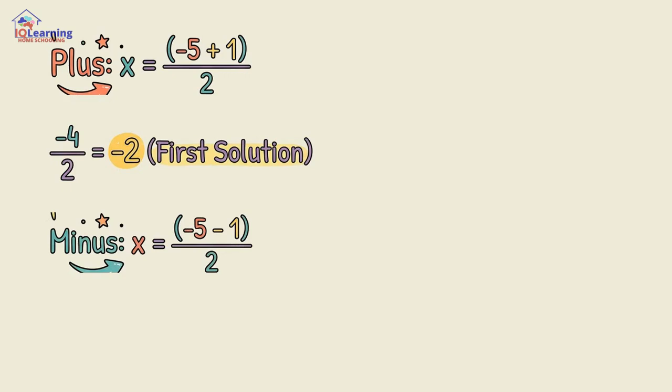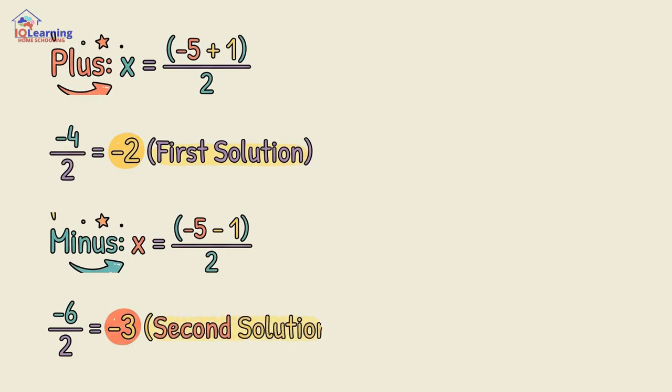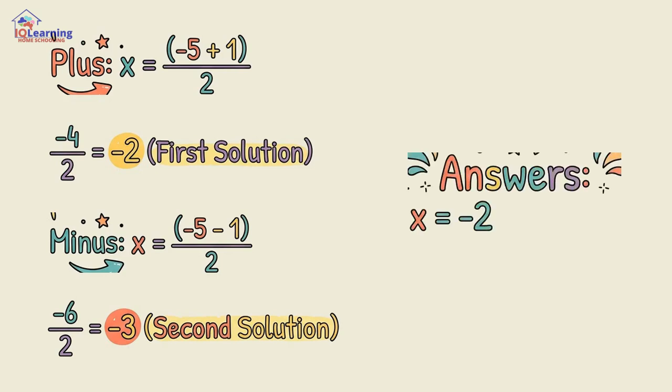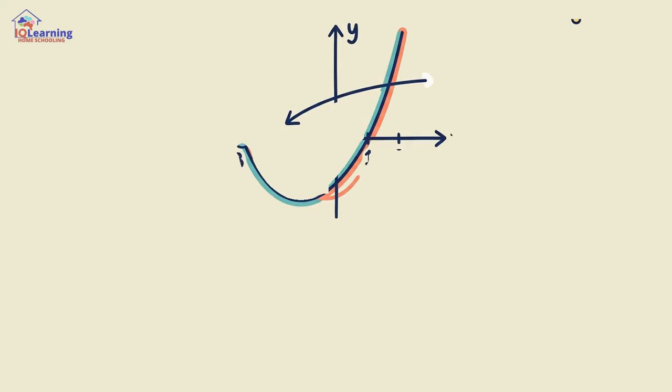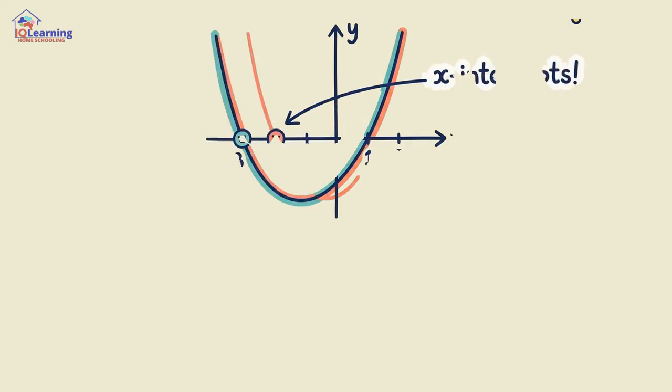Now the minus version. X equals negative 5 minus 1 over 2. Negative 5 minus 1 is negative 6, so we get negative 6 over 2. Negative 6 divided by 2 equals negative 3. That's our second solution. So the final answers are x equals negative 2 or x equals negative 3. Quadratic equations often have two solutions because their graphs are parabolas, and parabolas can cross the x-axis in two places.